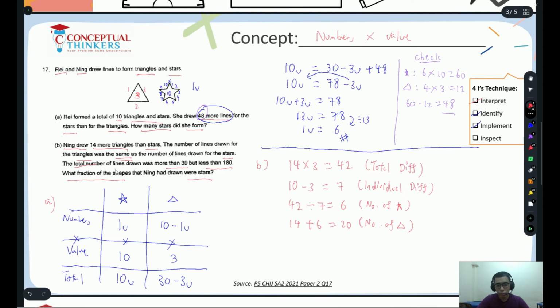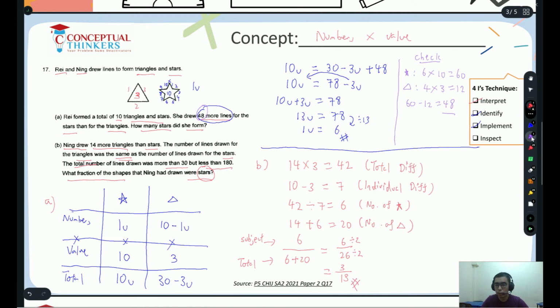Okay, now the question is asking for the fraction of shapes that Ning had drawn that were stars. So let's come up with our fraction here. Always remember your numerator represents the subject of the sentence. The subject of the sentence is the star, so star will be 6. Now the denominator represents the total. To get the total, I should take the number of stars plus the number of triangles. So this will give me 6 over 26. So we can simplify this to 3 over 13 by dividing by 2. Okay, so this will be the answer.